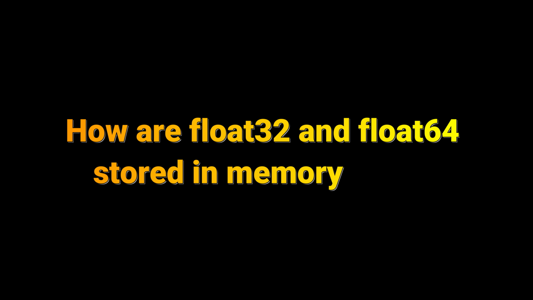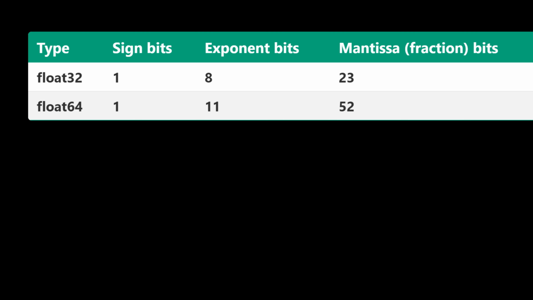Question: how are float32 and float64 stored in memory in Go? Answer: in Go, floating point numbers follow the IEEE 754 standard. A float32 is stored using 32 bits. It has 1 bit for the sign, 8 bits for the exponent, and 23 bits for the mantissa.